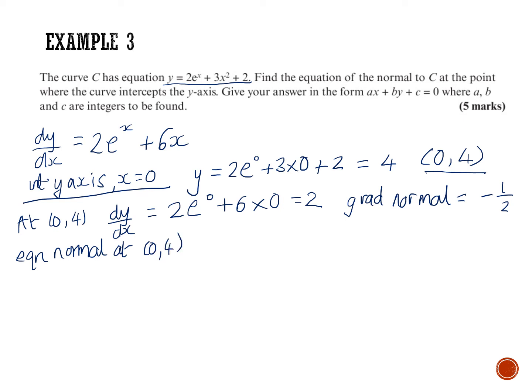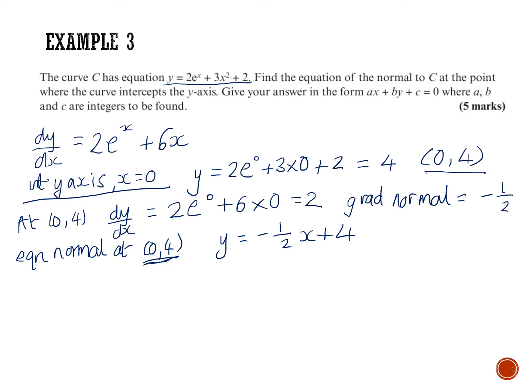is, you can either use y minus y1 equals m times x minus x1, or you can use y equals mx plus c, because this, remember, is your y-intercept. So y equals mx plus c. Okay, so that there is the equation of my normal.